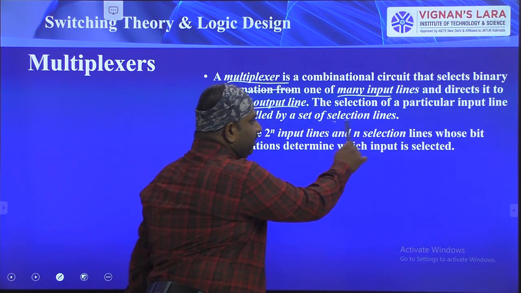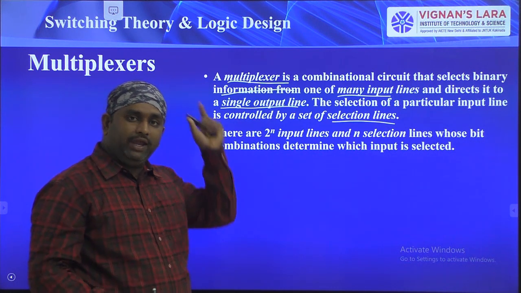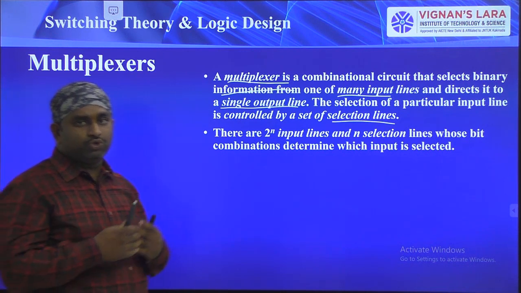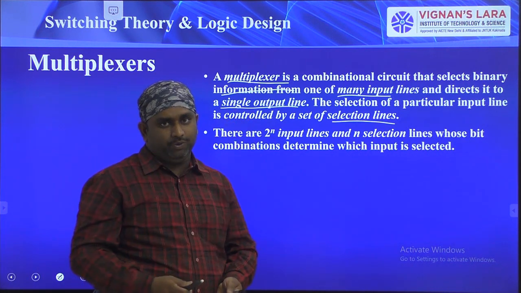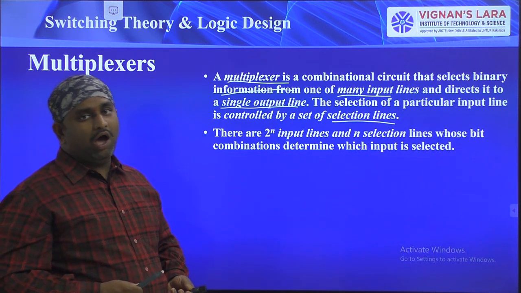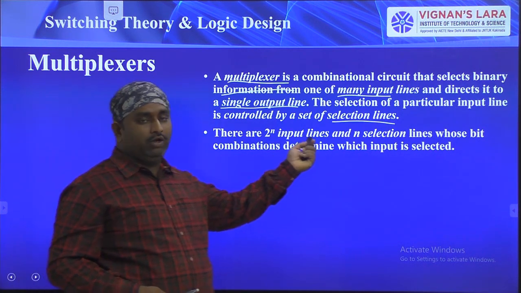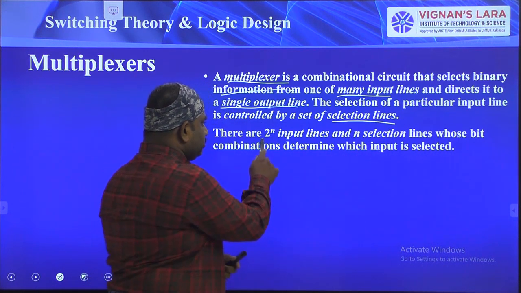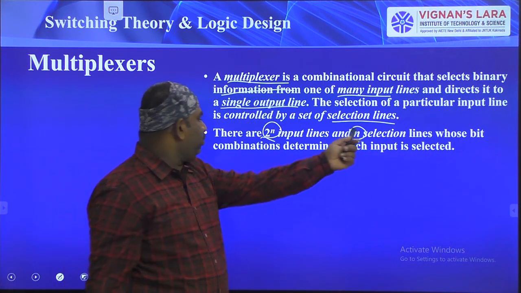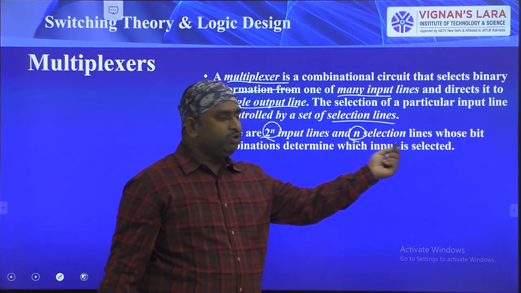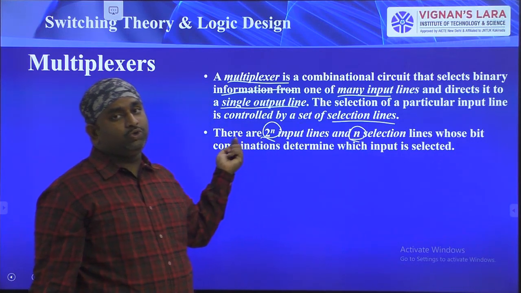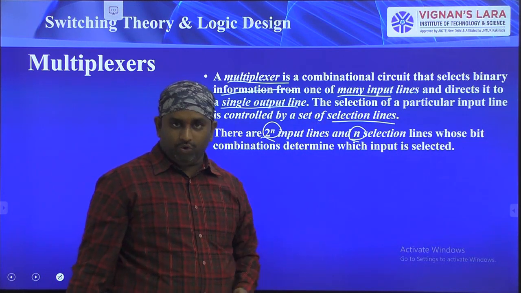So selection lines are very, very important. The selection lines decide which input goes to the output. We have many inputs, so you have a choice at the input side, but you don't have any choice at the output side. There are 2 power n input lines and n selection lines, whose bit combinations determine which input is selected as the output.